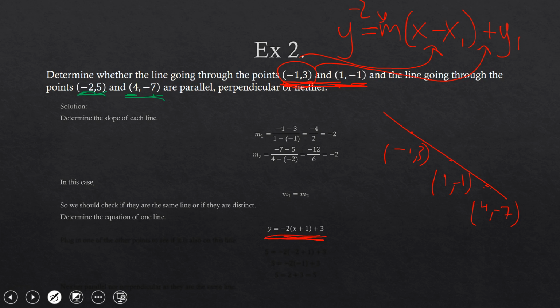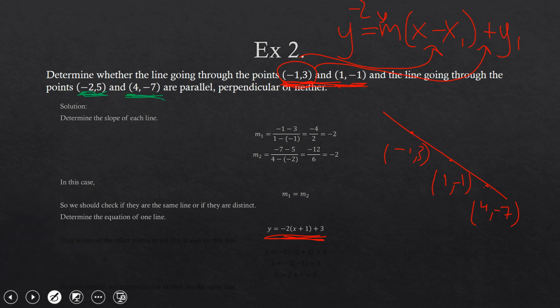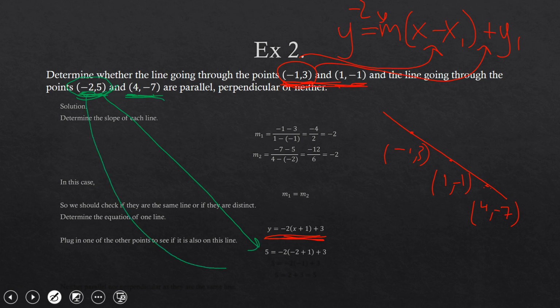So to see if, in fact, these are the same line or distinct lines, we're going to take one of our two points of the other line, so either this one or this one, doesn't matter, and plug it in to see if it satisfies this equation. So in this case, I'm going to plug in this point, but you could also plug in 4, -7. So what do I mean by plug in? Well, this 5 is going to go in for y, and this -2 is going to go in for x. And so that's going to give us this equation.